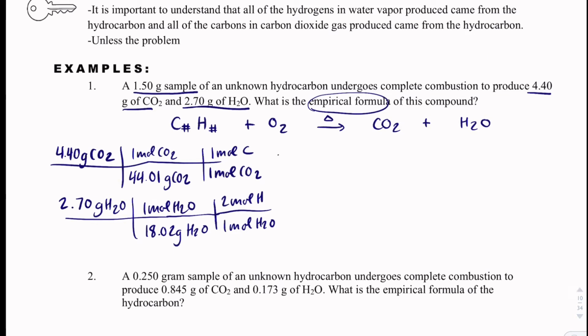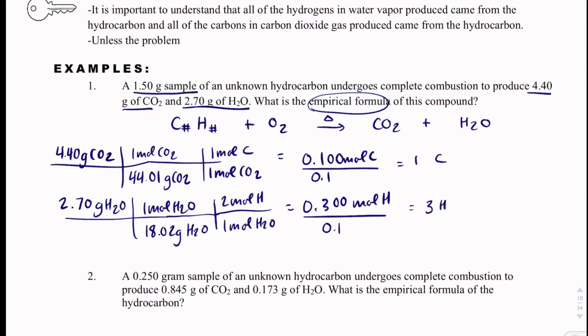Now, when we solve this out, let's see what we get. We get 0.100 moles of C, and we get 0.300 moles of H. So now we've done mass to moles. We'll divide by the smallest. Here that's 0.1, and I get 1 for C, and I get 3 H's. So my empirical formula is CH3.